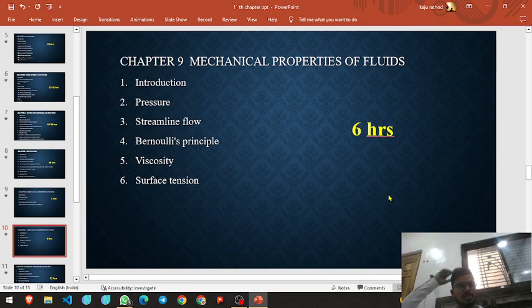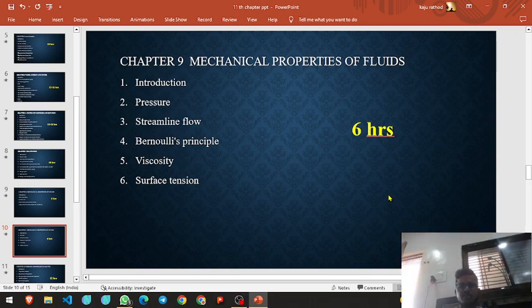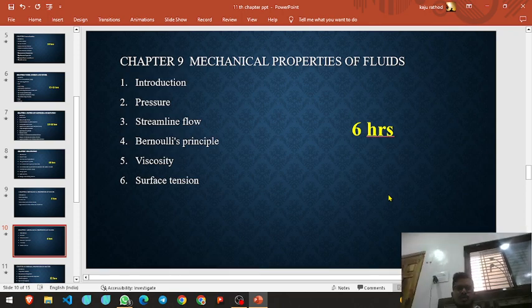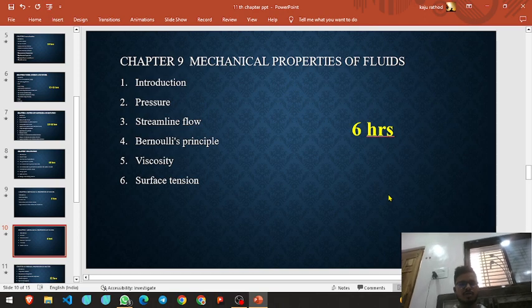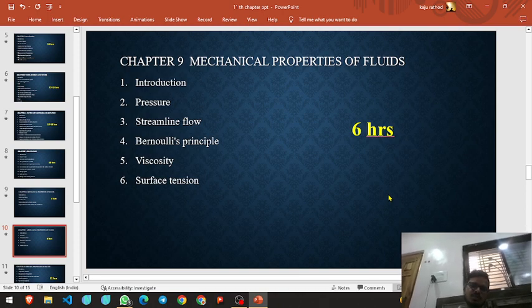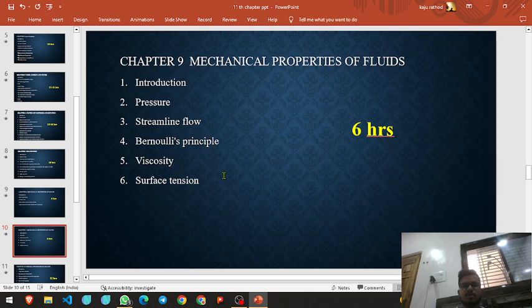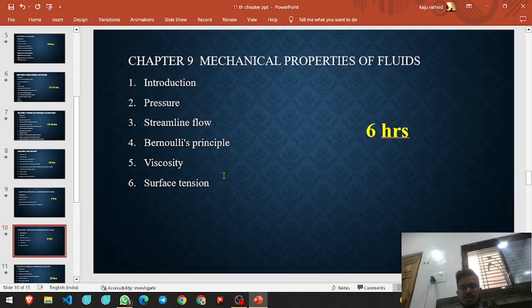Then our next chapter is mechanical properties of fluids. In this chapter, we are going to study the introductory part: pressure, streamline flow, Bernoulli's principle, viscosity, and surface tension. Also, these concepts are important for our further studies for engineering or in other fields. The estimated time for that is about 6 hours.